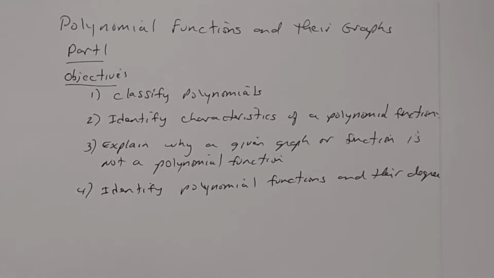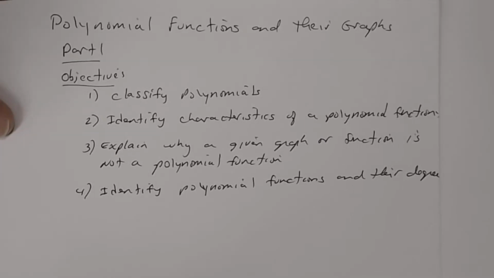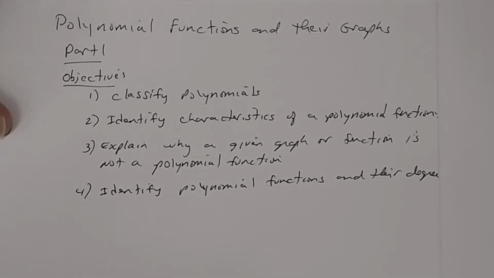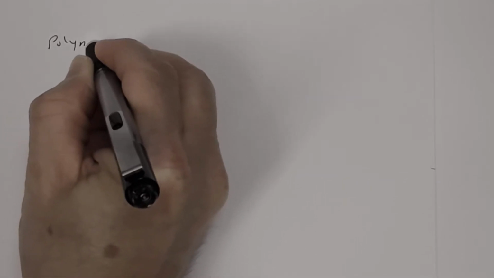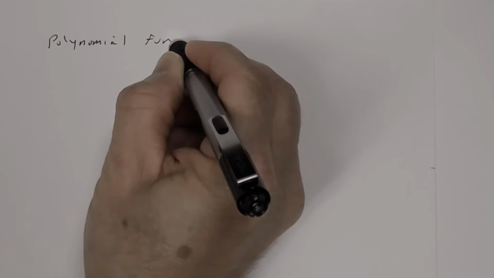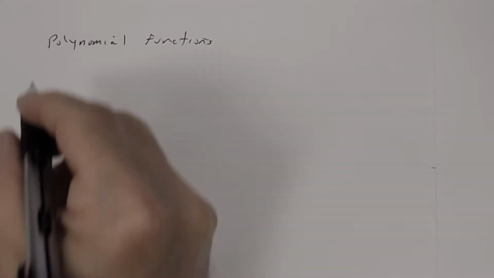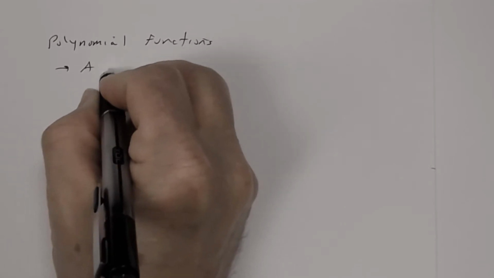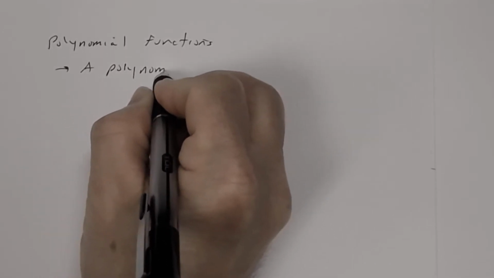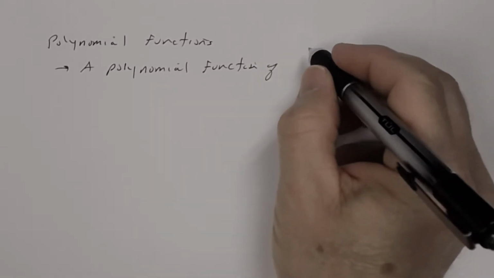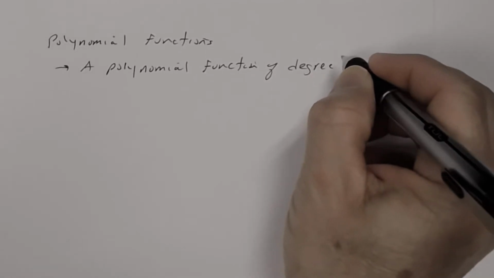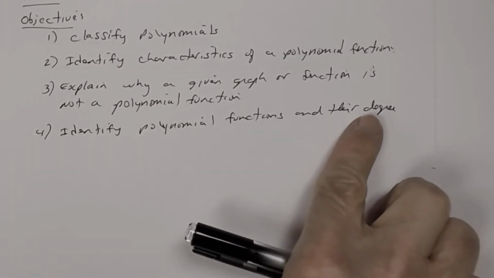Now, before we can do these things, though, we need to understand the definition of a polynomial function. So what does a polynomial function look like? What is the definition? All right, so here's the definition of a polynomial function. A polynomial function of, and this is important, degree. So the word degree, remember in one of our objectives we had the word degree.